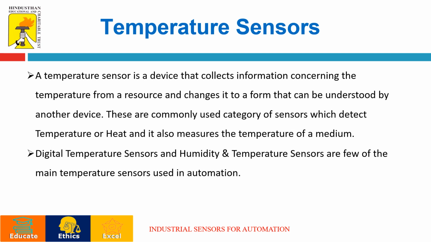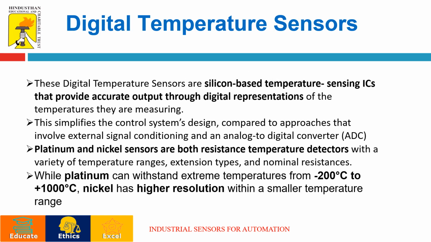Digital temperature sensors and humidity sensors are also available for the automation industries. The digital temperature sensor is mainly a silicon-based, integrated circuit based, IC-based sensor, and it provides accurate measurement. That is one advantage. And it uses sophisticated A to D converter technology so that we can get a precise reading.